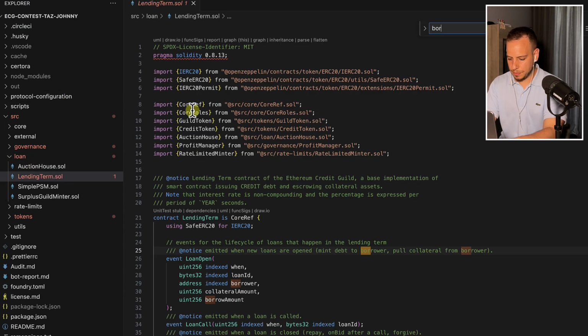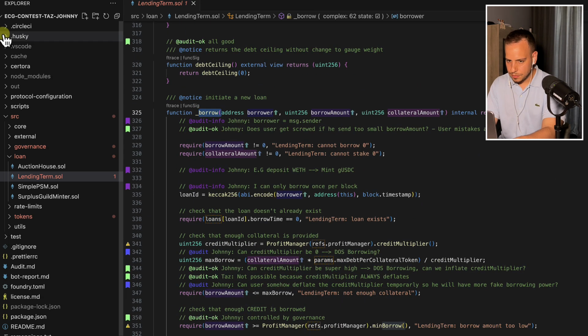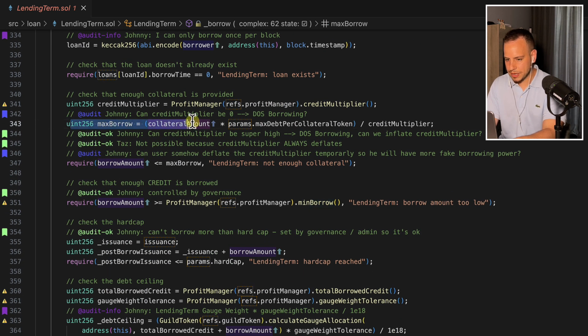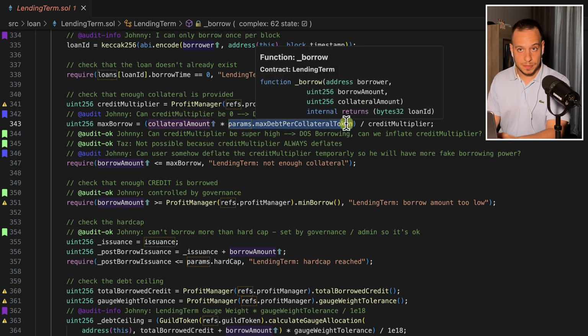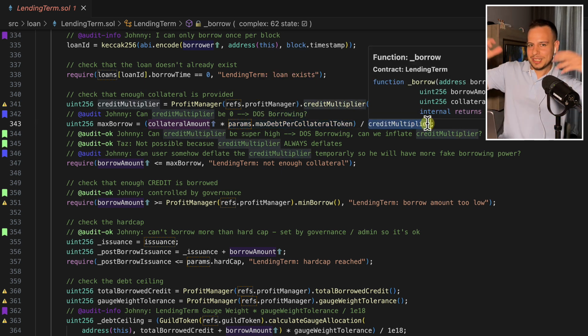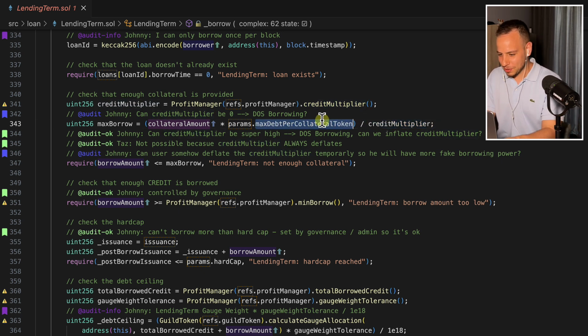One second, I will just open it to show. So we have the borrow function. And as you can see here, we have a calculation of max borrow, which is dependent on the collateral that you put in ETH and some kind of parameter that this lending term is created with, divided by credit multiplier, which is like the secret sauce for this whole protocol and the Pandora's box for this whole protocol that we will talk about later. But basically, we determine how many credit tokens you can get based on your collateral and these parameters.